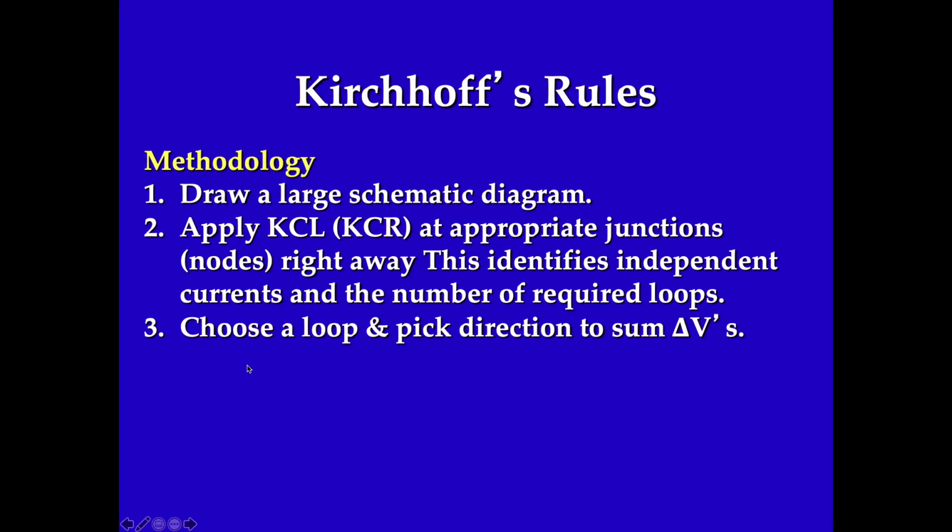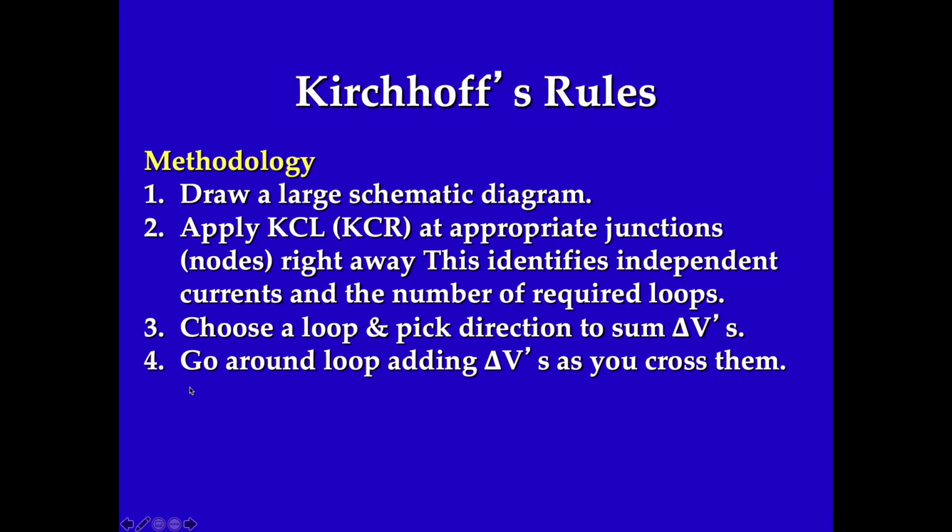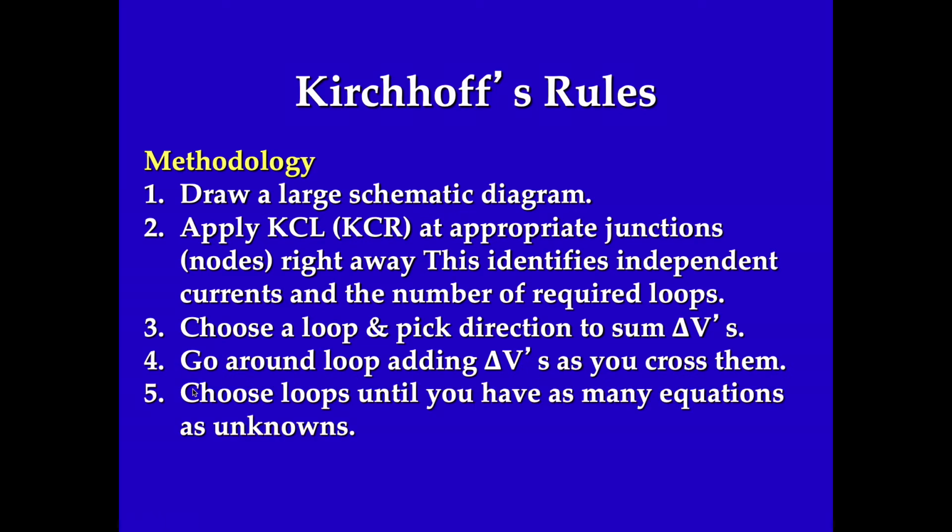So you choose loops and then sum in the direction of delta V's. Okay, so you go around the loop adding up the delta V's as you cross them. And you choose as many loops as you need so that you cover all your unknowns. And then solve equations simultaneously.